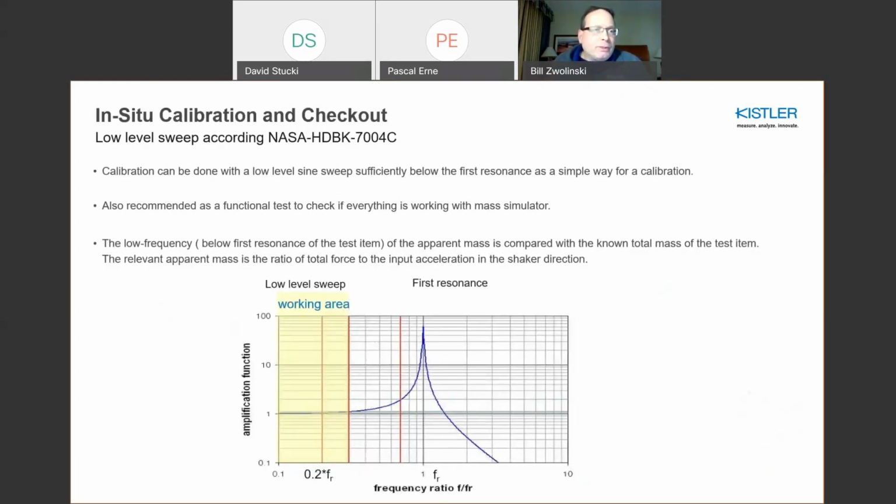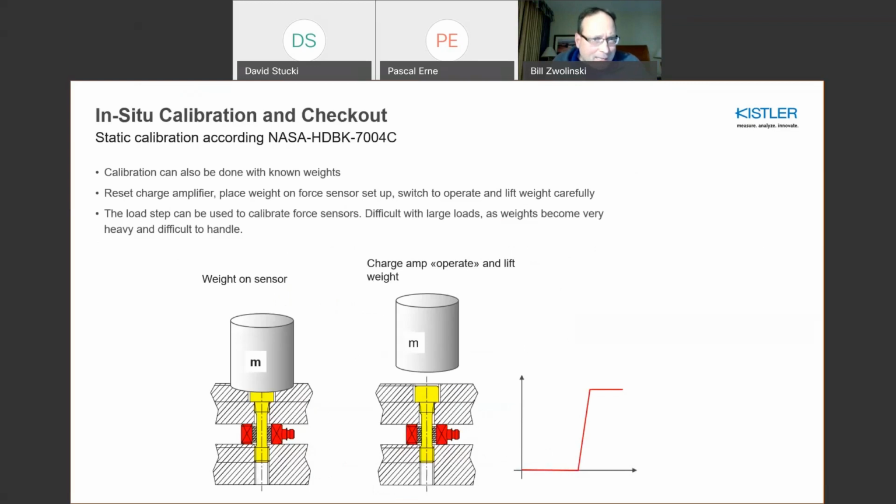I talked about this earlier in part one, in terms of a dynamic checkout, where you would dynamically vibrate or shake the test fixture and maybe a mass simulator below the first resonance, and do an apparent mass calculation to check out and calibrate the test article in situ. Obviously, static masses can be used, but they're very cumbersome, especially with large test articles and large rings. Not as common, certainly.